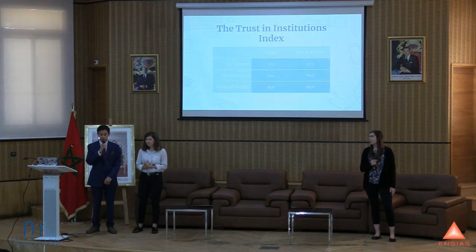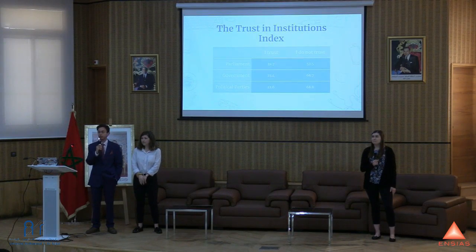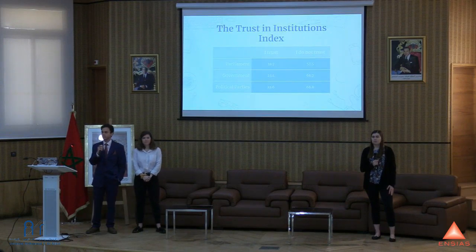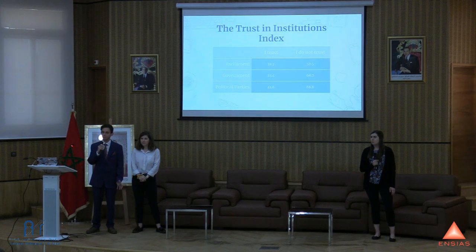Now, the Trust in Institutions Index is MEPA's most recent paper. It has yet to be published, and it is a collection of statistical information about who Moroccans trust, in particular, whether they trust elected or non-elected institutions. For example, we have up here the trust in parliament, government, and political parties by percentages. The data was gathered by surveying 1,000 Moroccans who accurately represented the demographics of Morocco. So for example, half of the 1,000 surveyed would be men and half would be women.